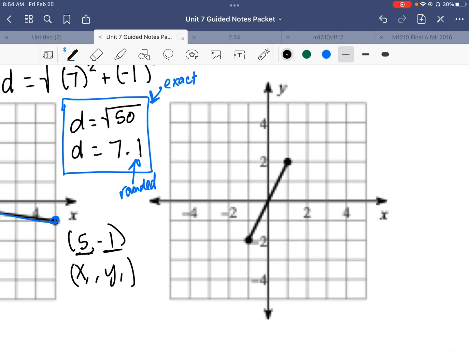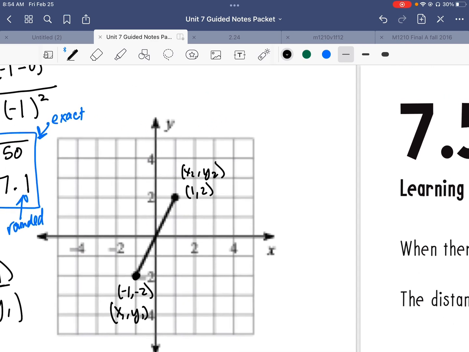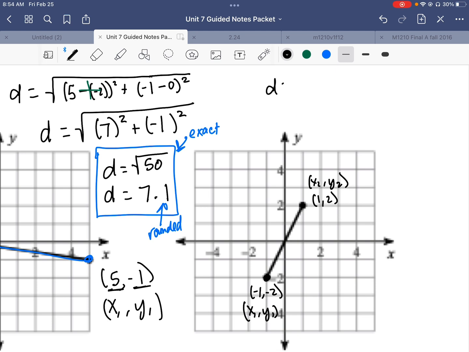Okay, let's go ahead and write down our points first. So this is at -1, -2. This one is at 1, 2. And we're going to call this one x1, y1. And this one x2, y2. And we're going to write out the formula. Distance equals the square root.